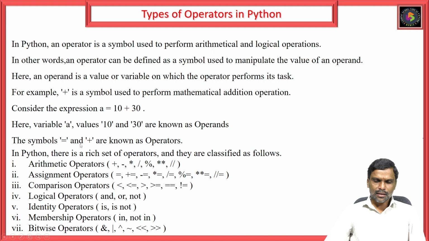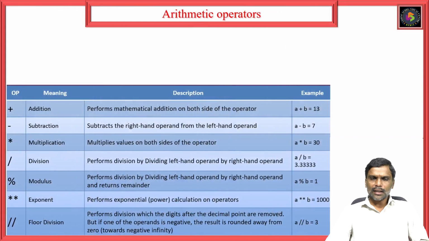Similarly, we have different types of operators. Here you can see a list of operators I have given. In Python programming, we have around 7 types of operators: arithmetic operators, assignment operators, comparison operators, logical operators, identity operators and membership operators, and bitwise operators. All these operators, the symbols I have already mentioned in the brackets. Now one by one we are going to discuss in detail. So what do you mean by arithmetic operators?